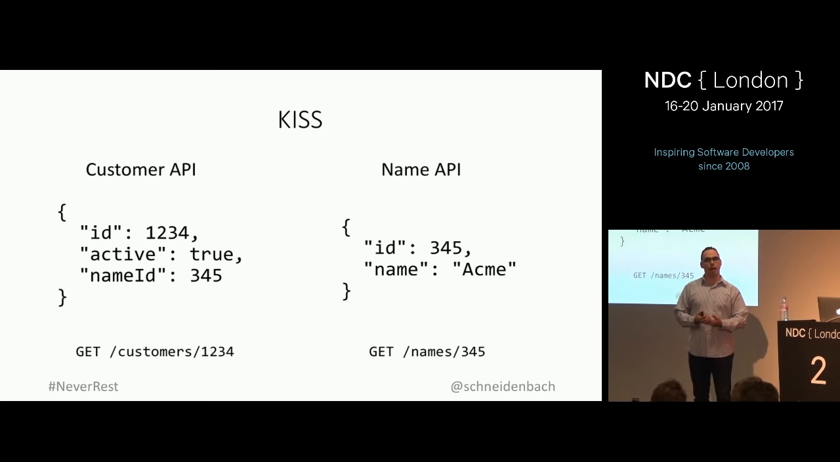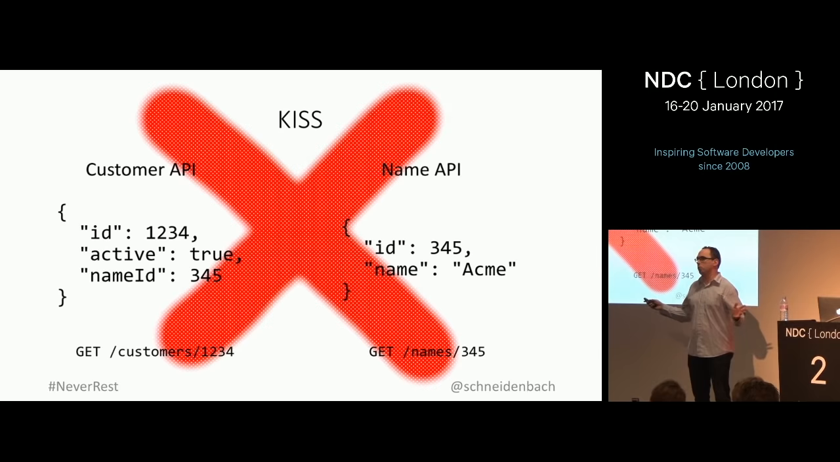And that name ID points to a separate ID on a name resource that literally only returns an ID and a string with the name, right? So in order for me to get the complete picture of this customer, I either have to do two requests, right? Or N plus one requests. If I'm getting a list of customers, then I have to do that to get the names of each. That's horrible. Why would you make me do that?